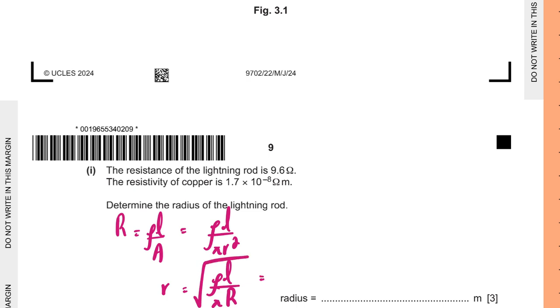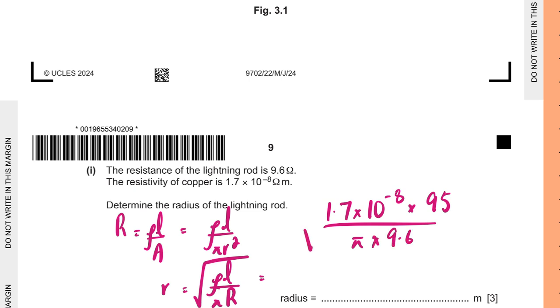So rho is 1.7 into 10 to the negative 8. Length was 95 meters. Pi is pi. And R is 9.6. And then you have to take the square root of this as well. So the square root is on all of this, and this turns out to be 2.3 into 10 to the negative 4 meters.